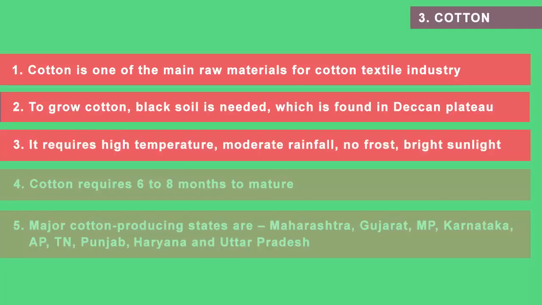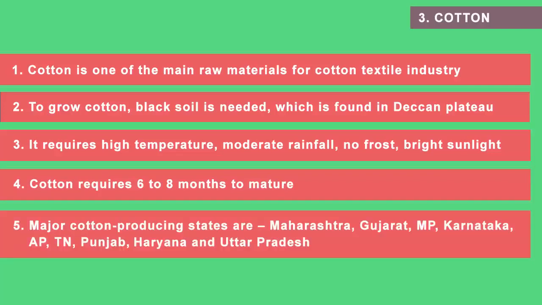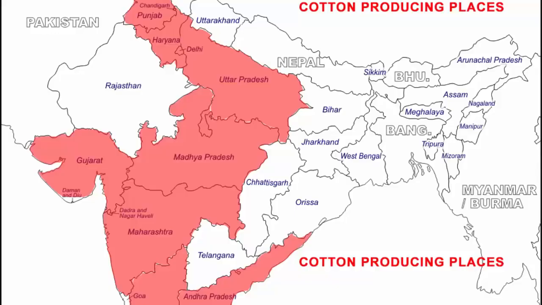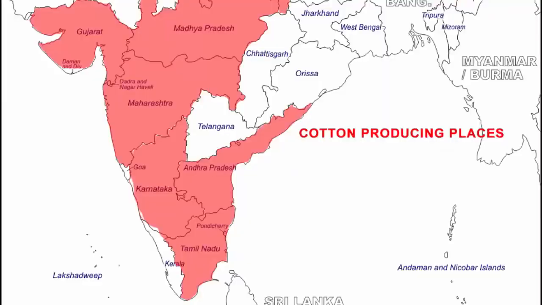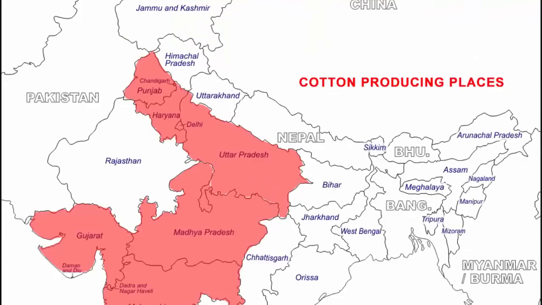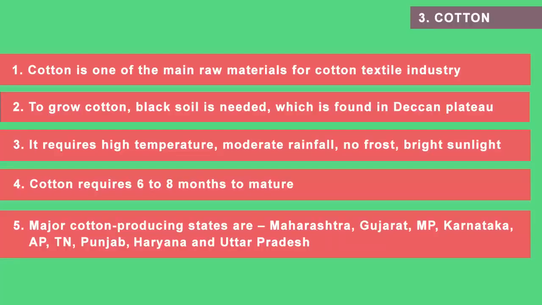It requires high temperature and moderate rainfall. And you cannot have frost. You only need bright sunlight. And it usually takes 6 to 8 months to mature, that is, to harvest. Now the major cotton producing states are Maharashtra, Gujarat, Madhya Pradesh, Karnataka, Andhra Pradesh, Tamil Nadu, Punjab, Haryana and Uttar Pradesh. If you see, most of these states lie in the Deccan Plateau.